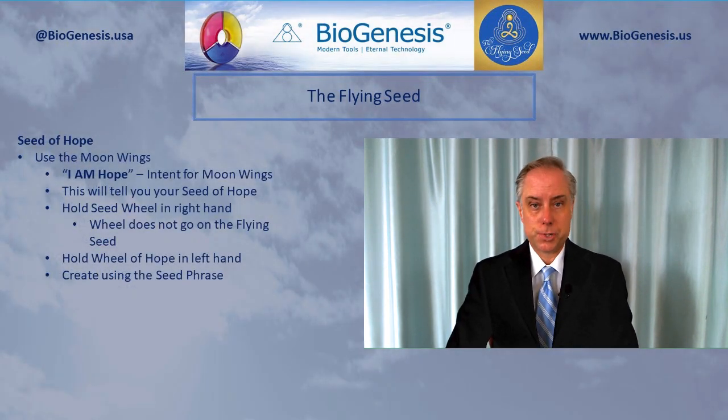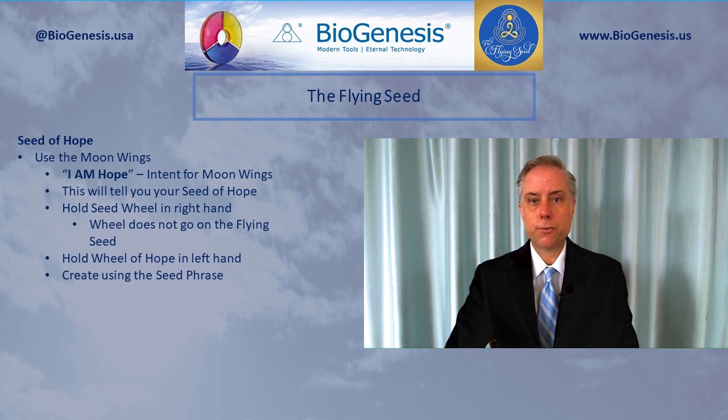Now, our sunset seeds. We have a new seed that we're to enliven with our sunset seeds. We've been enlivening the seed of action and the seed of relationship for several months now, and you are welcome to continue doing that. If you would like to continue enlivening those seeds, you do so before you proceed with these new instructions. So you would do the seed of action, the seed of relationship, and then you would do the seed of hope. The seed of hope is going to be performed differently because we don't put the wheel directly on the flying seed.